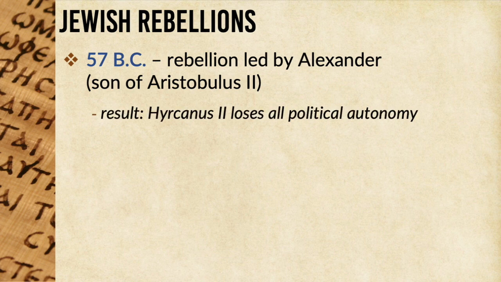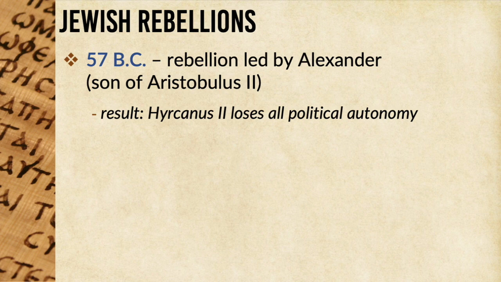So it's not his rebellion, it's Alexander's rebellion, but Alexander is a part of the Hasmonean house. Hyrcanus is a part of the Hasmonean house, and so the result is Rome is going to take away the political autonomy, at least in name, that Hyrcanus up to this point had enjoyed.